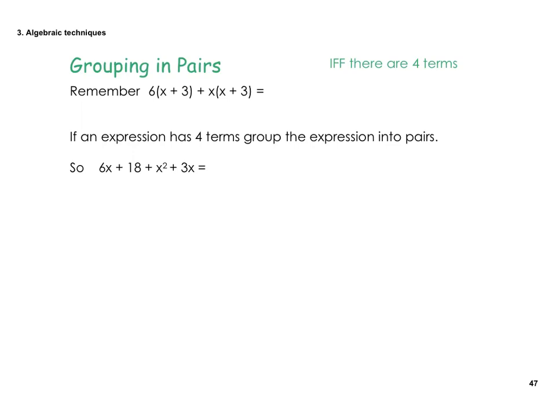Next bit, I'd like you to write this down, please. Grouping in pairs. Feel free to pause the video and jot this down before I keep going. So remember, 6x plus 3 times x plus 3, we're expanding twice. So 6x plus 18 plus x squared plus 3x. You can see that by expanding this, we now have 4 terms.